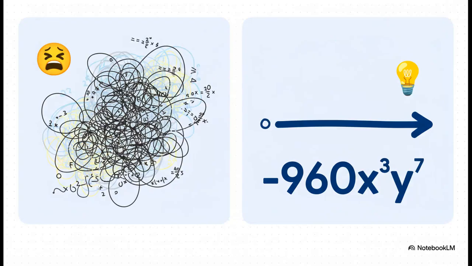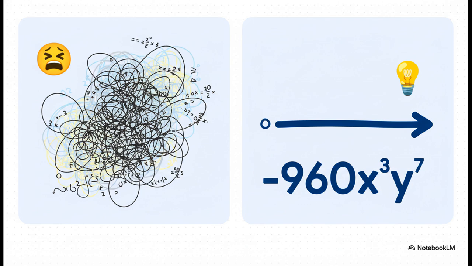I mean, this slide really says it all, doesn't it? On the left, you've got the long, messy, brute force way. And on the right, you've got our clean, elegant formula. We just plug in our numbers. N is 10, A is 2x, B is negative y. Now, here's the one tricky bit. For the 8th term, the R value we use is 7. It's always one less than the term number you're looking for.